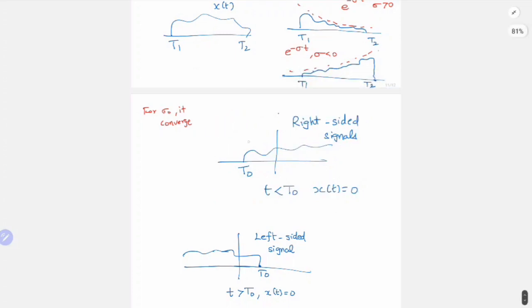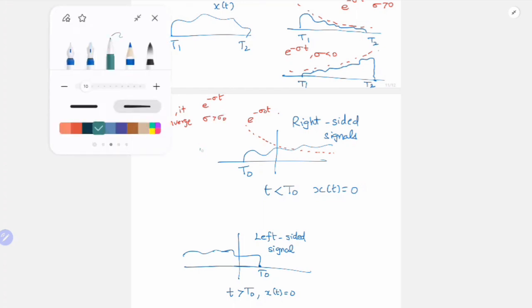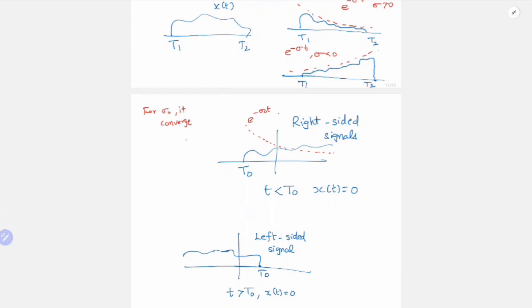So let's say for sigma naught it converges. So what does it mean? This is e power minus sigma naught t. If I use this, then it is converging. Now multiplication of this with x of t. Now if I have e power minus sigma t for sigma greater than sigma naught, how will it look? I'll put it in blue. For sigma greater than sigma naught, it is going to decay much faster, right? E power minus sigma t decays faster. So it is also guaranteed to converge.